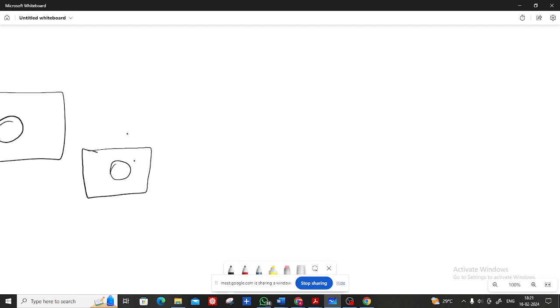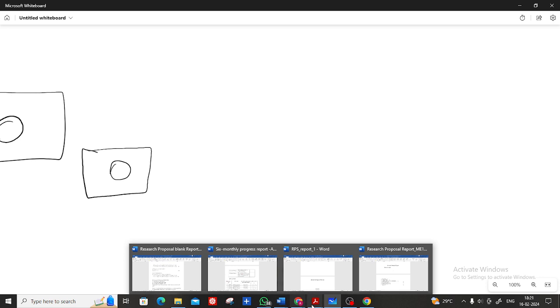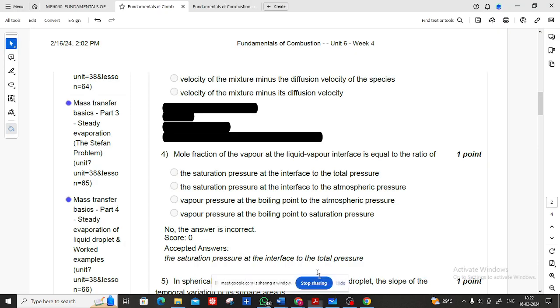Every time it cannot be ambient, like atmospheric pressure. In some cases atmospheric pressure is valid, but every time we cannot say that the total pressure is atmospheric pressure. Do you agree? Yes, sir.